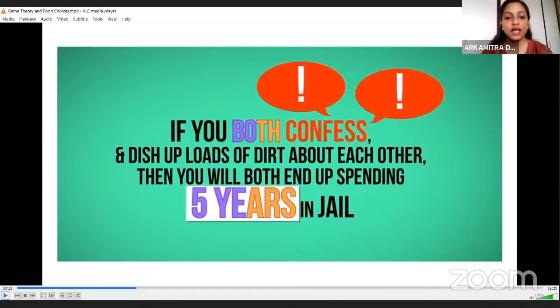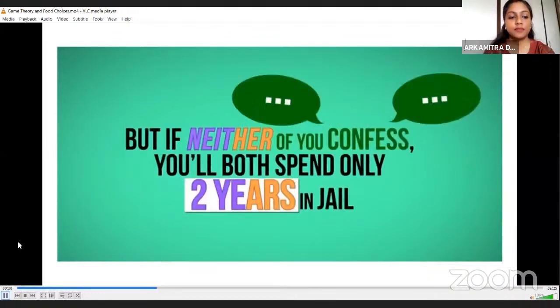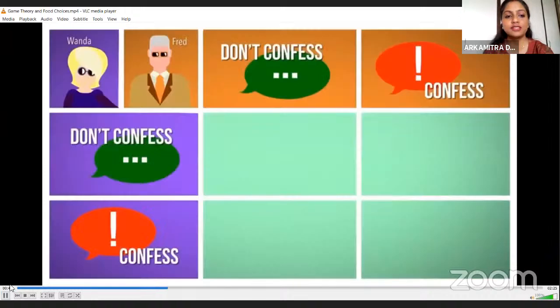That way, both of them are thinking whether I should confess or whether I should not confess. Now, competitive game theory arranges all these choices and the potential consequences into a grid that we call the payoff matrix. Okay. And this is what your payoff matrix will more or less look like. I'll take a few minutes here to explain to you how this payoff matrix works.